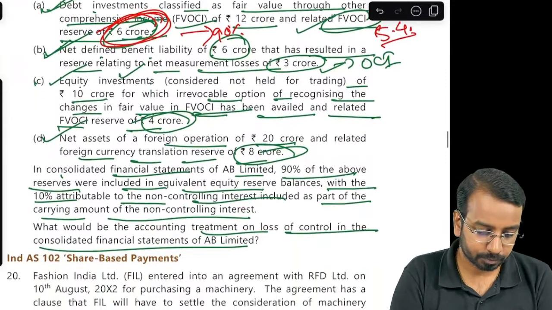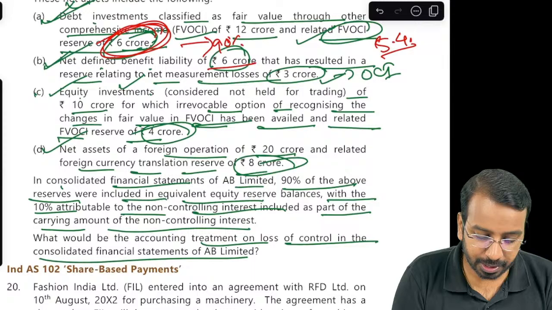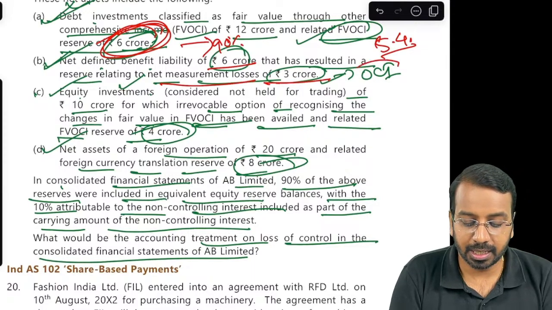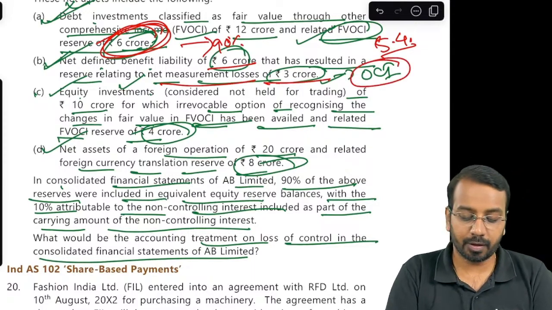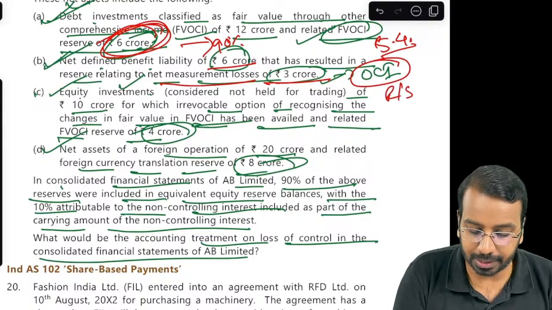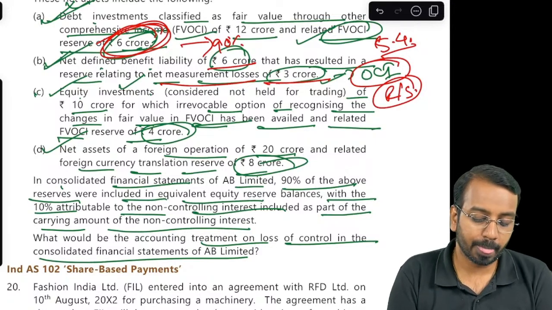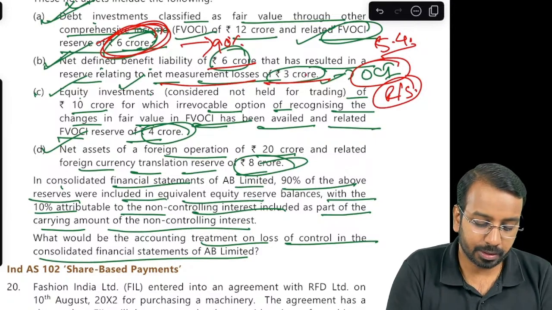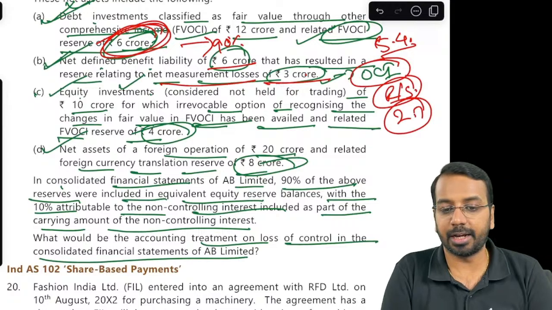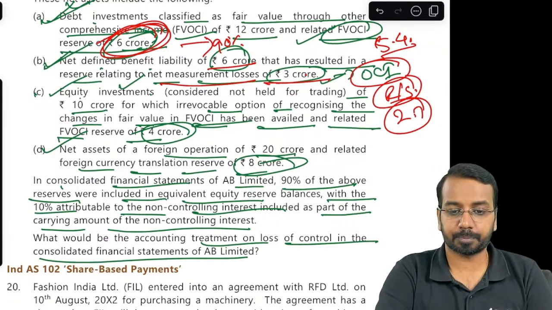Then net defined benefit liability 6 crores with a measurement loss of 3 crores. Now this also, when you are disposing of, this has to be transferred to your retained earnings or reserves and surplus. This will not go to P&L. Okay. How much? 3 crores into 90%, 2.7 will be taken to retained earnings.